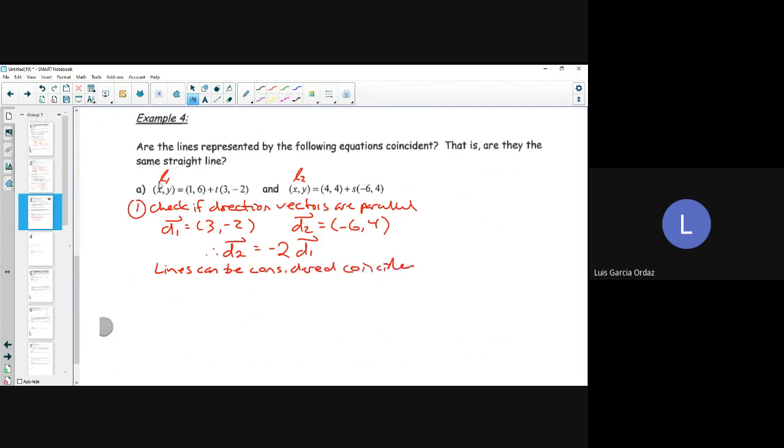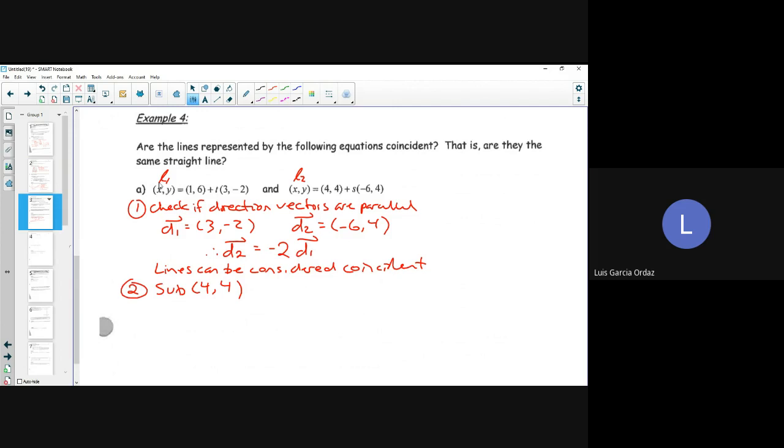But that's not all we have to prove. You have to prove something else as well. So now I need to check if one point on one line lies on the other. What I mean by that is, let's sub in a point (4, 4) from line 2 into line 1.